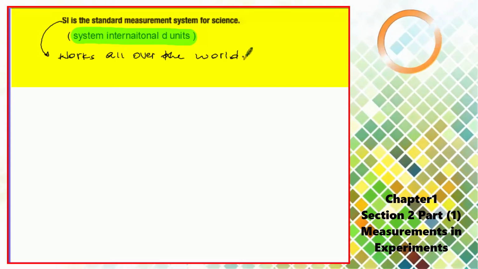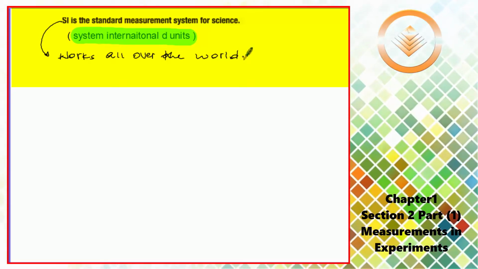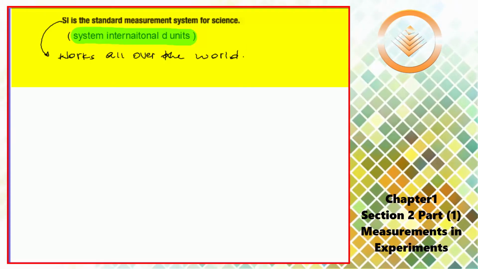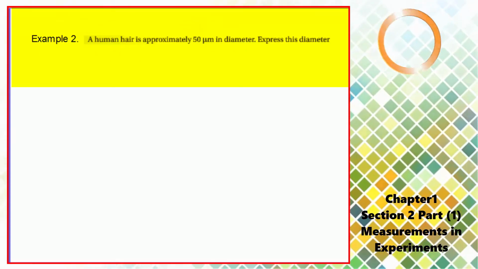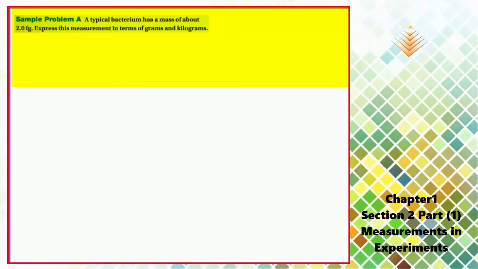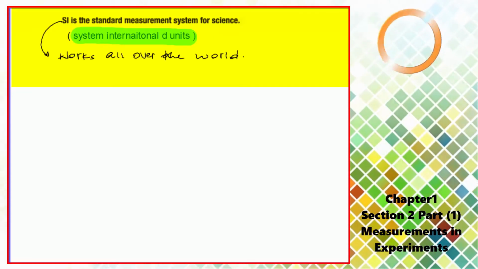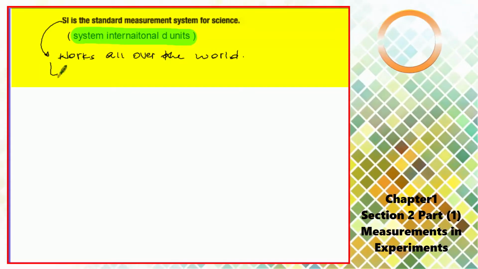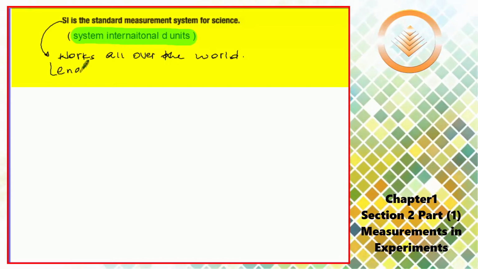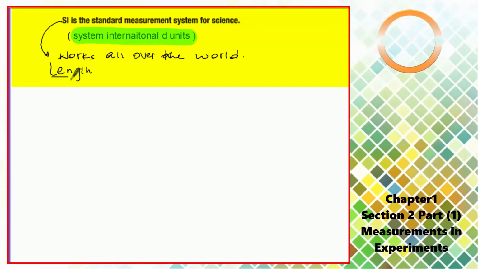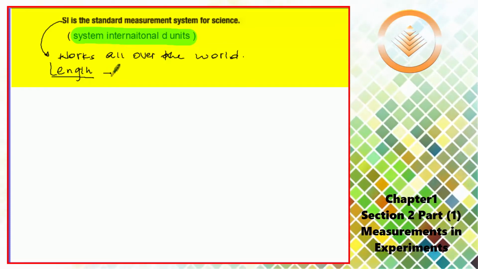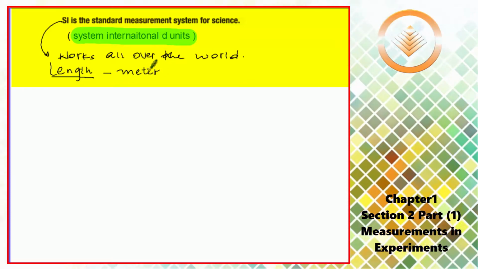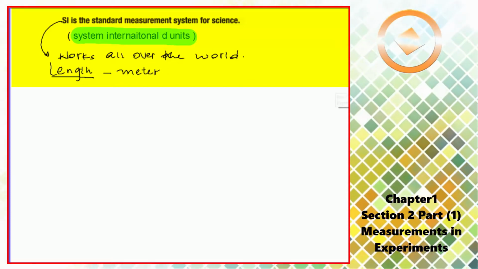Scientists all over the world use the same units for the given physical quantities. They agreed to use the same kind of units all over the world. For example, they use the meter to measure the physical quantity length. Length is a physical quantity which is measured by its SI unit, meter. When you say SI unit, it is a unit that works all over the world.